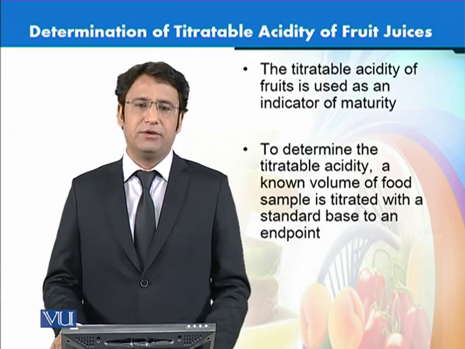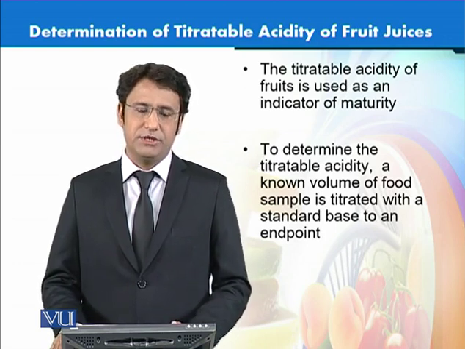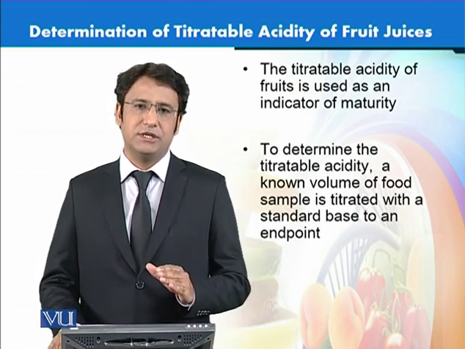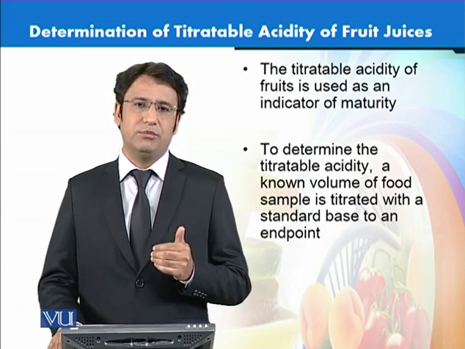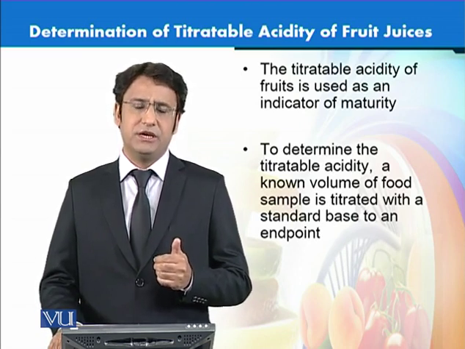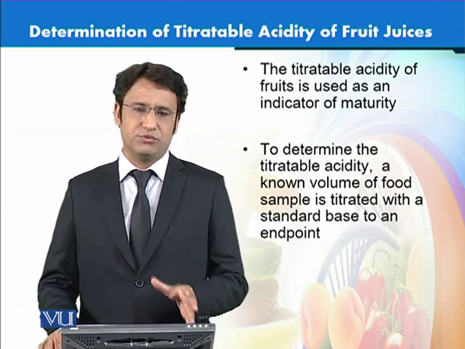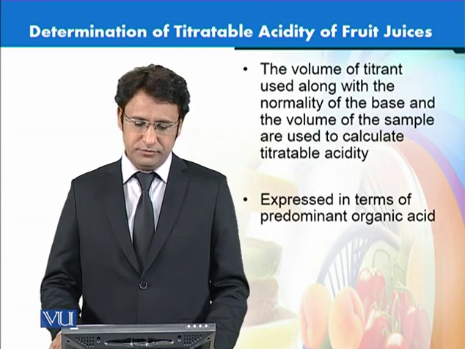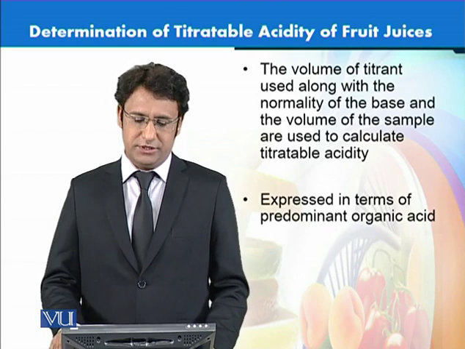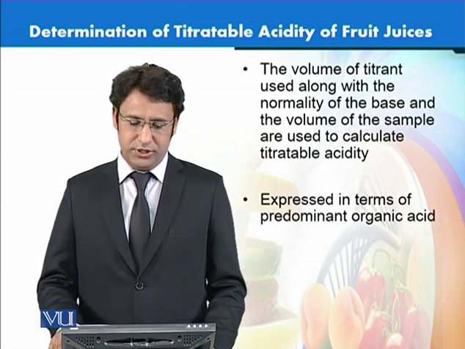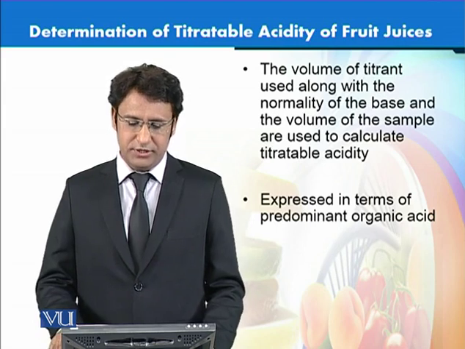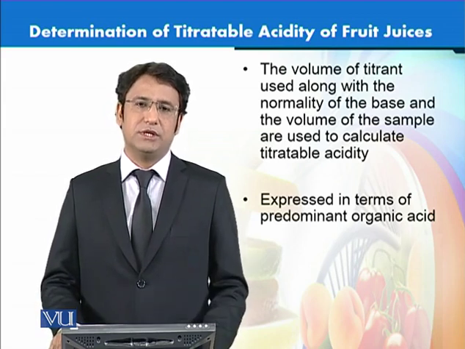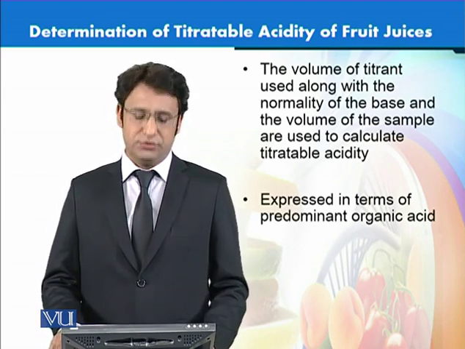So if we talk about the principle for measuring the titratable acidity, we have to use a known amount of food sample, and we have to titrate this with a known amount of base with known normality, and the quantity, of course, would decide how much acidity is there in the final solution. So the volume of the titrant has to be looked into, and the normality of the base as well. And we have to look at the volume of sample that is used. Once all these factors are known, we can calculate the titratable acidity of fruit juices.